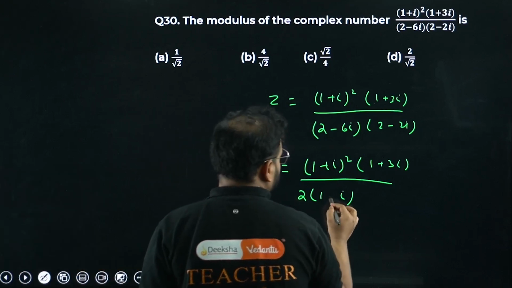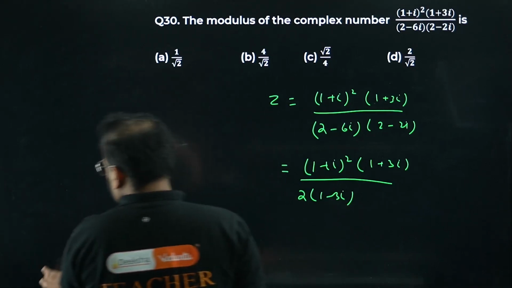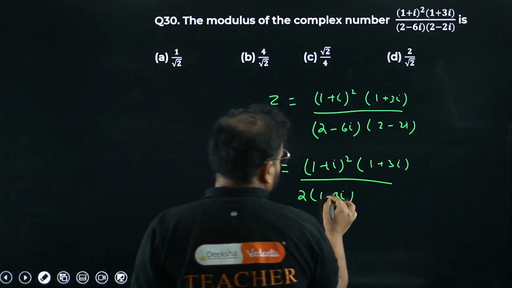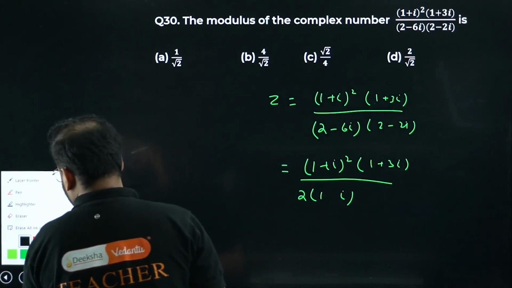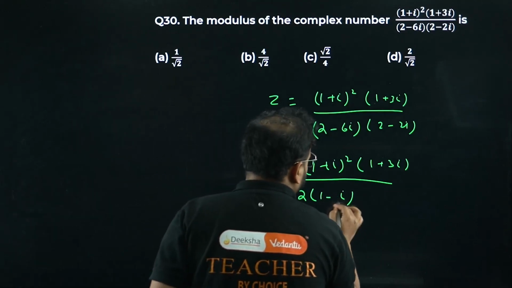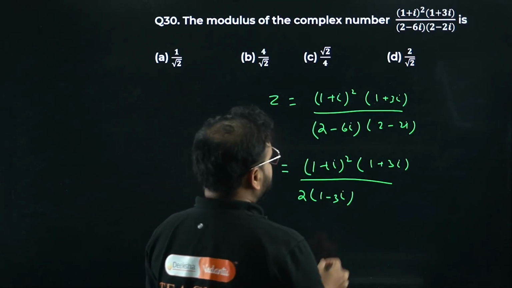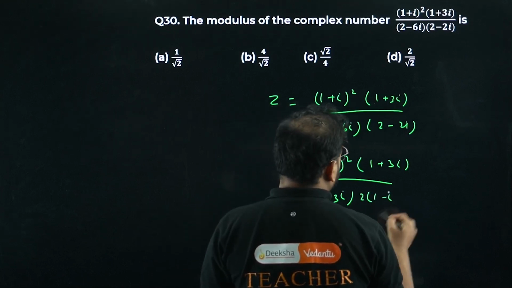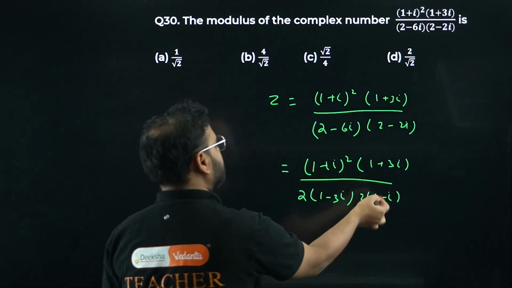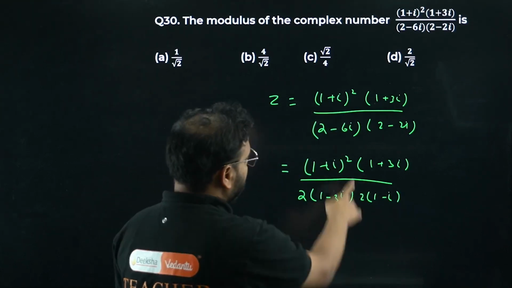Have a look. 1 minus, same thing, so okay, 1 minus 3i. I get 1 minus 3i, and for this if I take 2 common one more time, I get 1 minus i. I can see the resemblance with this term and this term. Okay, they are complex conjugates.